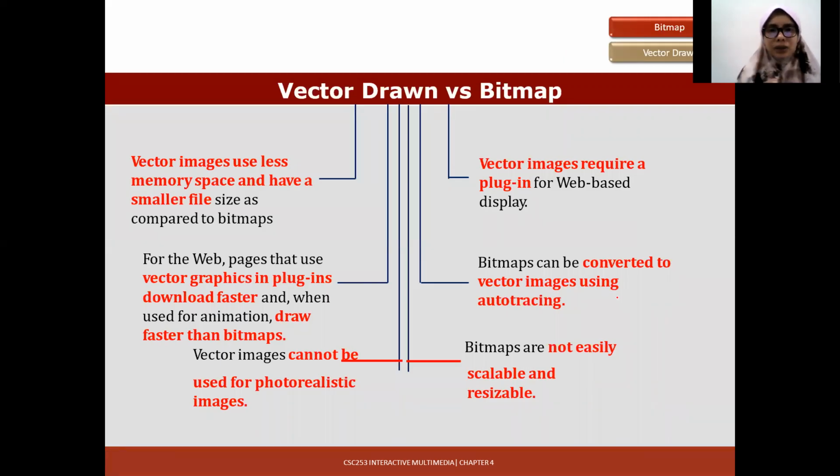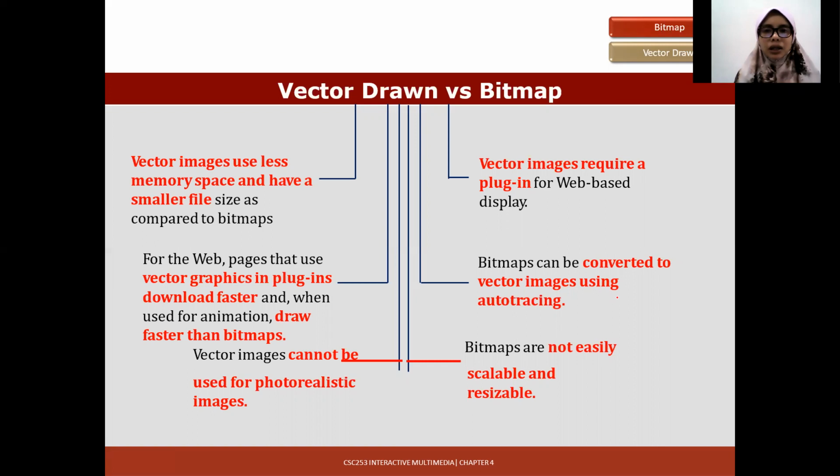So let's look at vector drawn versus bitmap. What is the difference between these two? Okay. So vector image use less memory space, have smaller size, okay, file compared to bitmap. And for web, page that use vector graphics in plugins download faster. Okay, upload and download faster. Why? Because it has smaller size. Okay, and for animation too, it draw faster than bitmap. Use the shapes and so on.